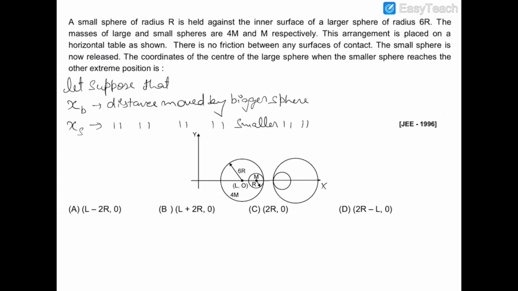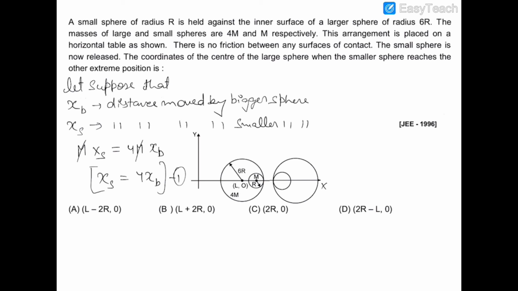So we can say by balancing the mass movement that the sum of the mass movement of both these spheres would be zero. We have already discussed the things about mass movement. Therefore, m is the mass of smaller sphere and m into XS will be equal to 4m into XB. This is the equation of mass movement, and therefore we can say that XS will be equal to 4XB. This is the first relation.